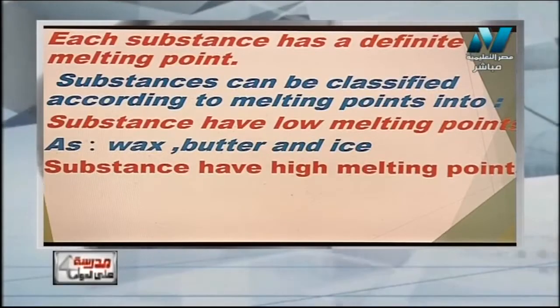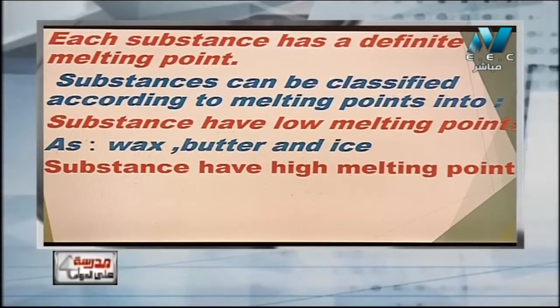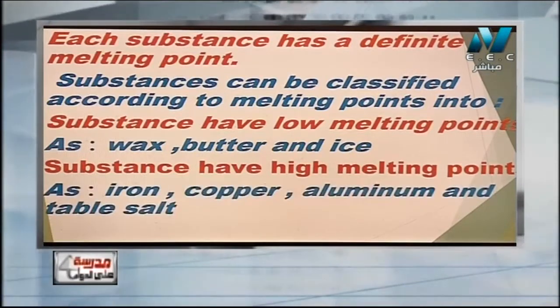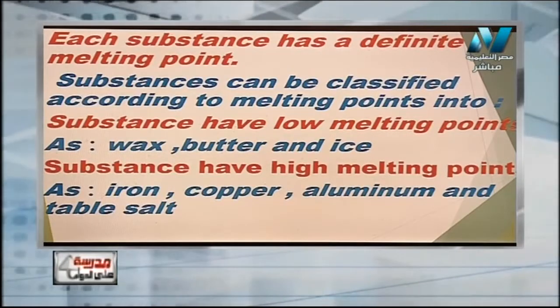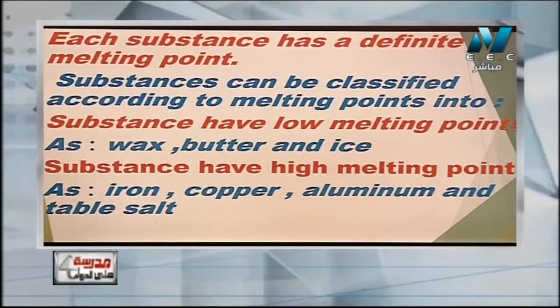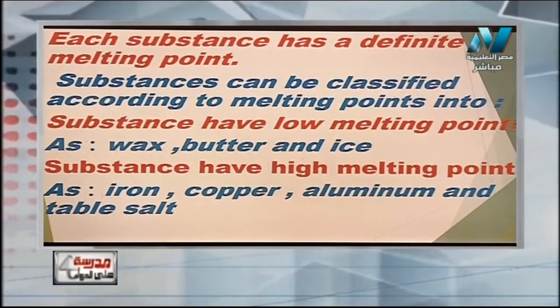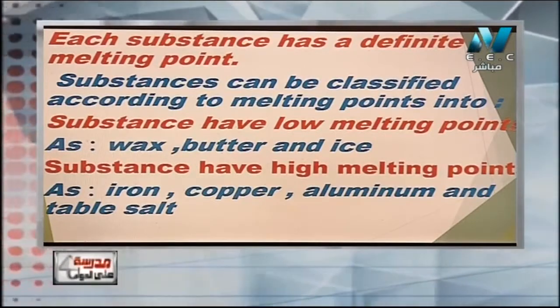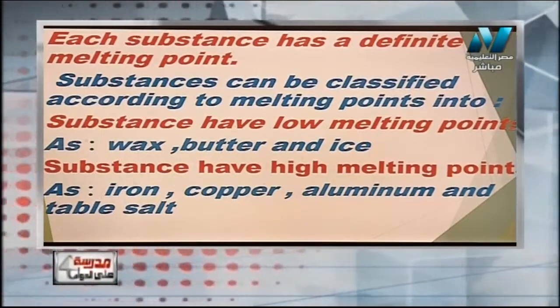Okay. And number 2, we have substances that have high melting points, such as iron. The melting point of iron is about 3,500 degree. It needs special ovens to melt iron. 3,500 degree. Copper, aluminum, and table salt. So now we have different substances.